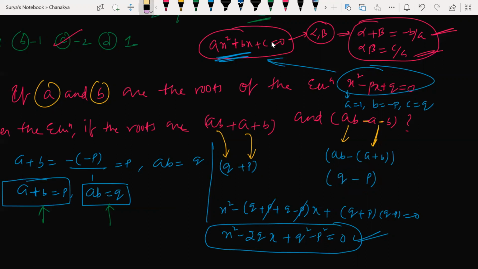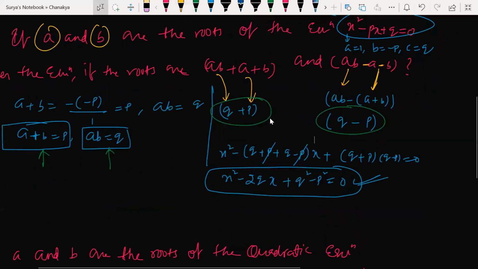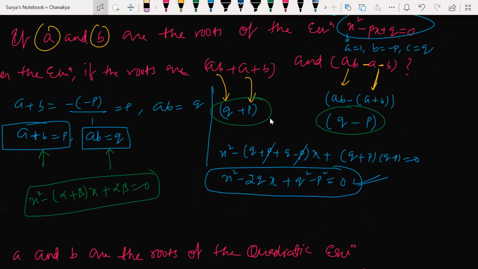So now the roots became this, and if these are the roots, then what is the quadratic equation you have? Your quadratic equation is going to be x square minus alpha plus beta into x plus alpha beta is equal to 0. So this is the formula, which is nothing but x square minus sum of the roots into x plus product of the roots is equal to 0. This is the formula when you have roots. When you have roots and he's asking you to find out a quadratic equation, then you must use this formula. Correct?